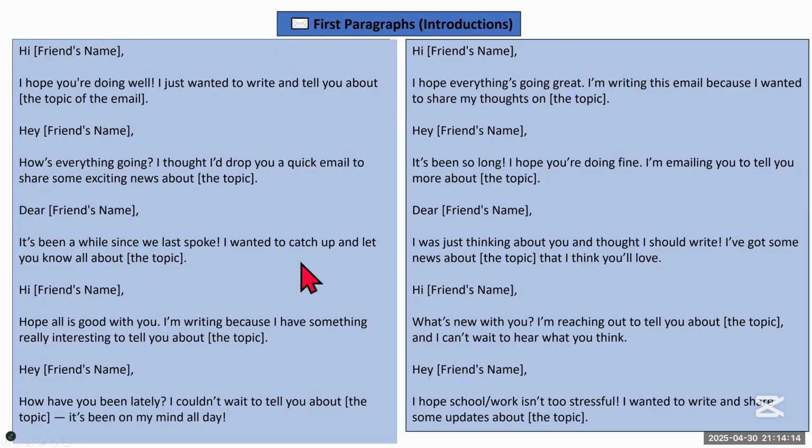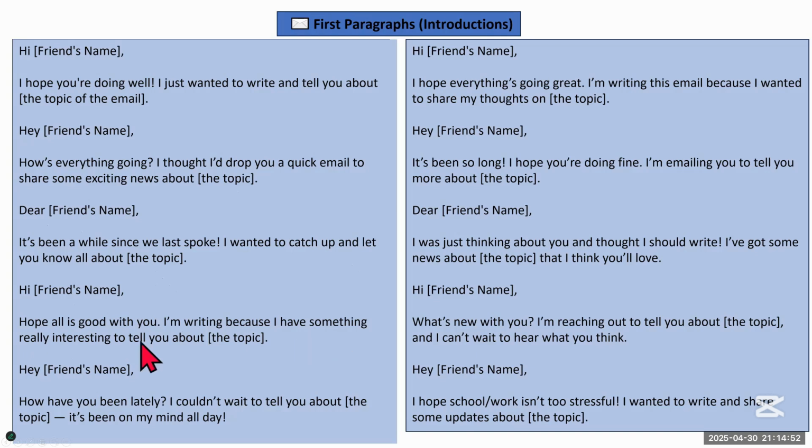Here we have the introductory or first paragraph of the email. So you can have, hi, your friend's name. I hope you're doing well. I just wanted to write and tell you about, and then insert the topic here. Or, hey, your friend's name. How's everything going? I thought I would drop you a quick email to share some exciting news about, and the topic here. Dear, friend's name again. It's been a while since we last spoke. I wanted to catch up and let you know all about the topic. Hi, friend's name. Hope all is good with you.